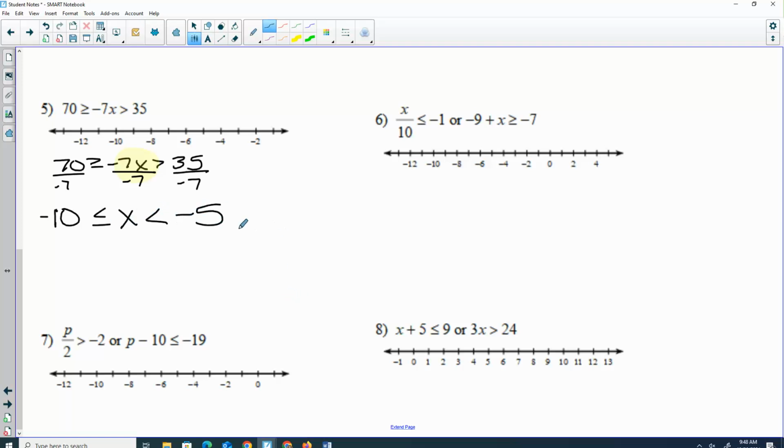So when we graph it, x is in between those. This was an and, it's in between. Negative 10 had an equal to, so that's a closed circle. Negative 5 did not, so it's an open, and it's just in between the two.